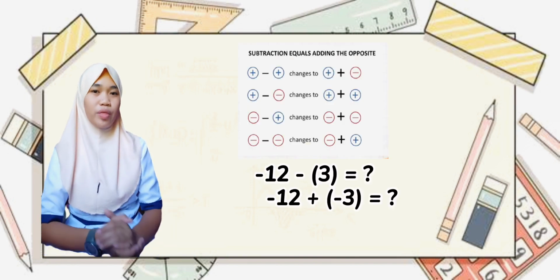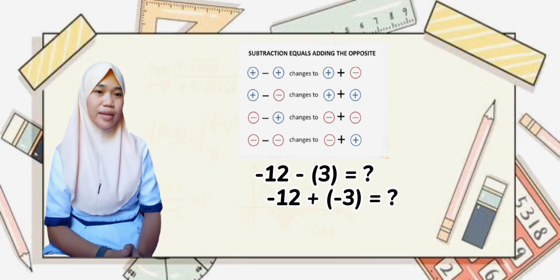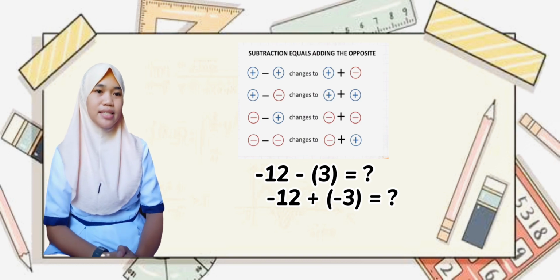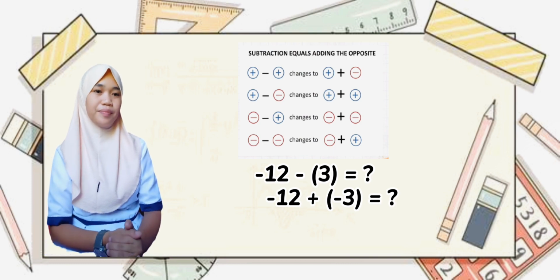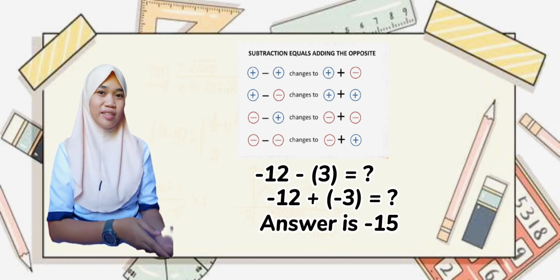-12 minus 3 changes to -12 plus -3. Use the addition rule with the same signs. Get the absolute values, which are 12 and 3. Add them, so it is 15. Now, attach the sign of the integers, so the answer is -15.